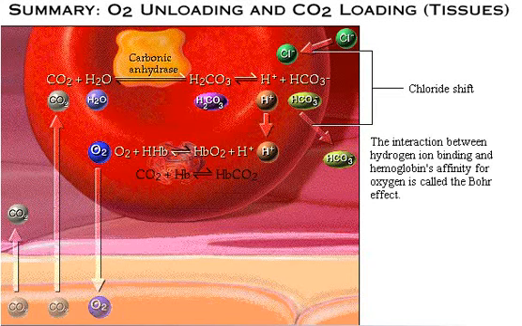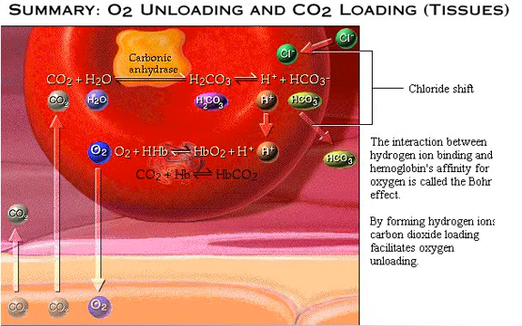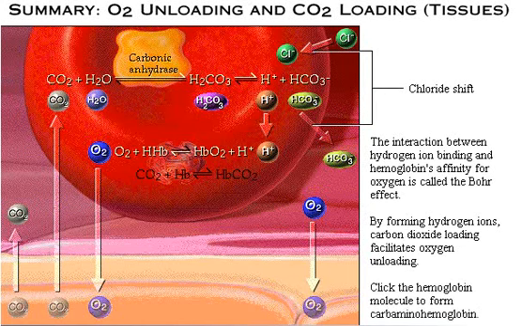The interaction between hydrogen ion binding and hemoglobin's affinity for oxygen is called the Bohr effect. By forming hydrogen ions, carbon dioxide loading facilitates oxygen unloading. The small amount of oxygen transported in the dissolved state also diffuses out of the plasma and into the tissue cells. Click the hemoglobin molecule to form carbaminohemoglobin.